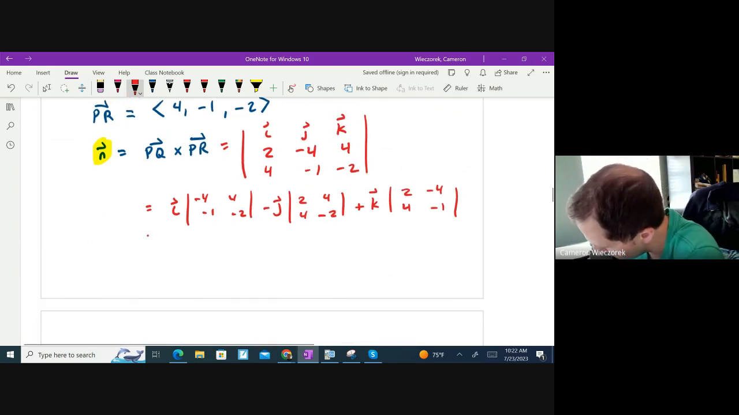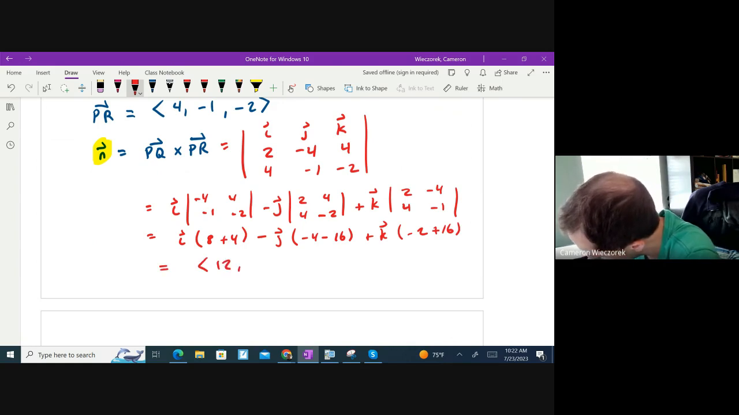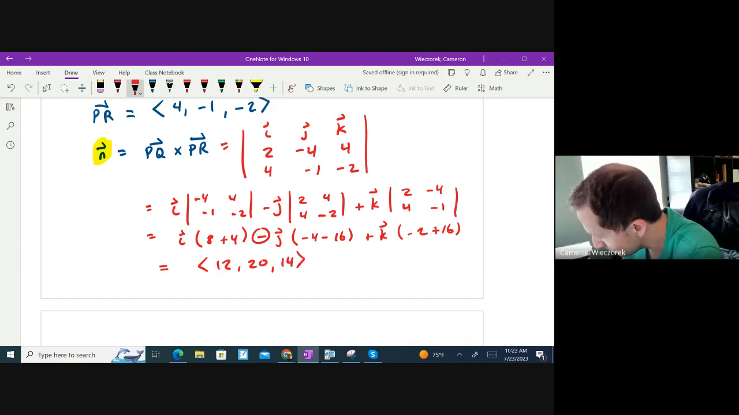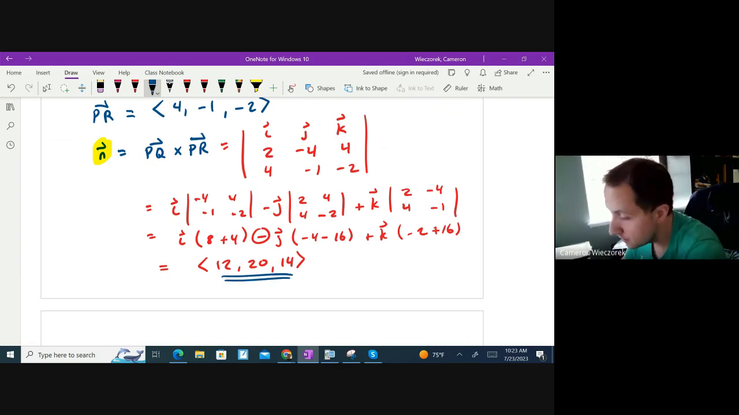And so I end up with I times 8 minus negative 4, which would be plus 4. Minus J times negative 4 minus 16, plus K times negative 2 minus negative 16, which would be negative 2 plus 16. So we end up with 12, negative 20, but we have a negative in front, so positive 20. And 16 minus 2 would be 14. So you could use this as your normal vector, 12, 20, 14. That would be orthogonal to the plane. We can use any scalar multiple of n.